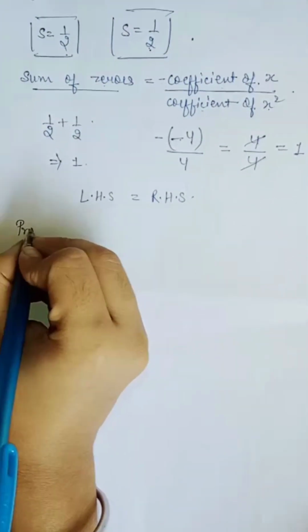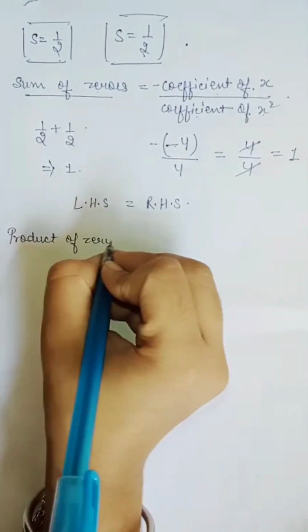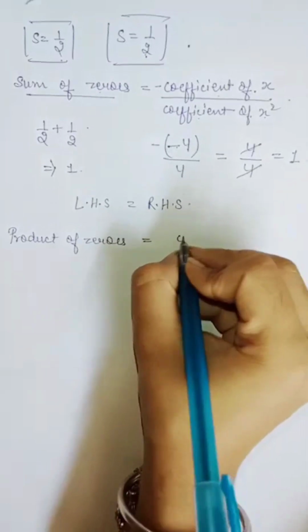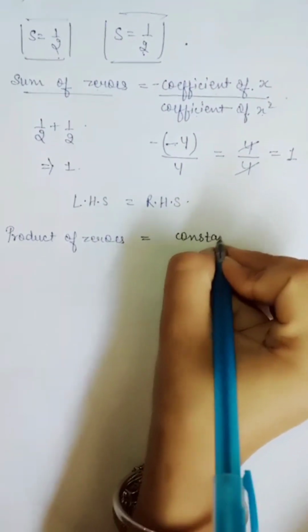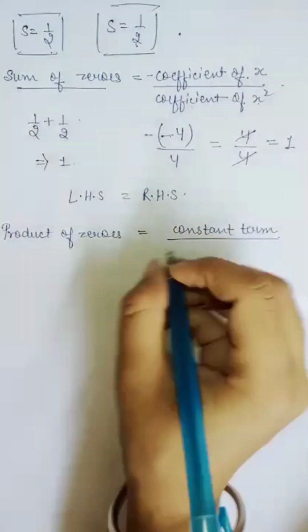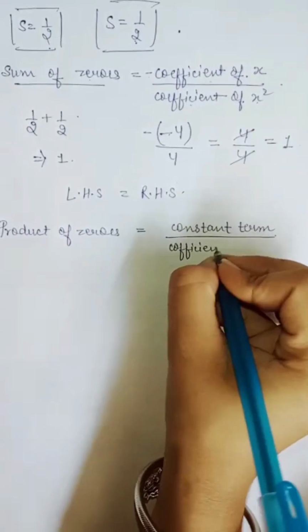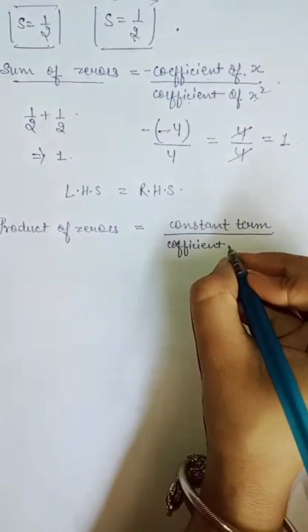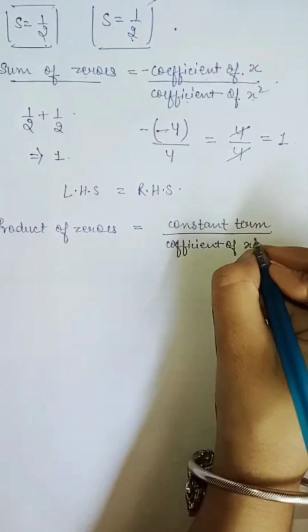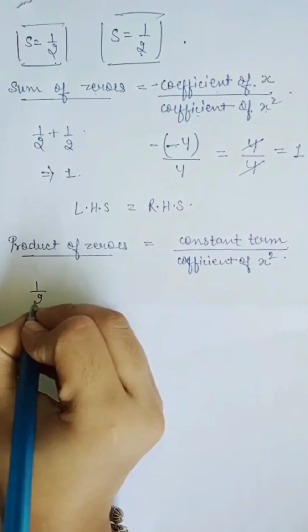Now, product of zeros is equal to constant term divided by coefficient of x square.